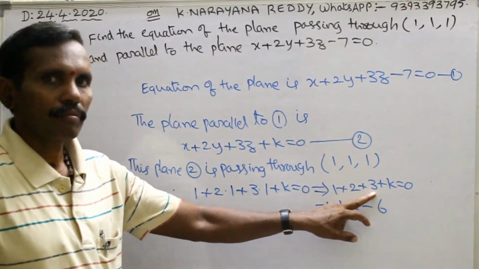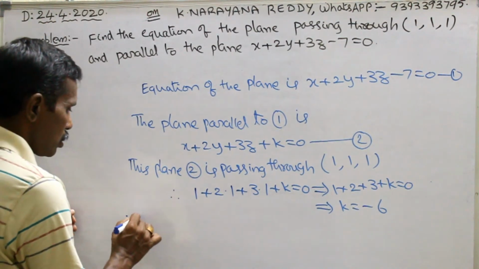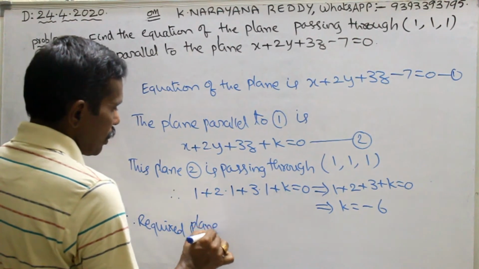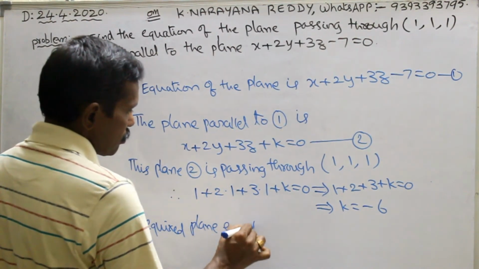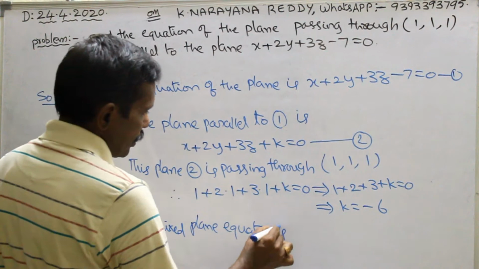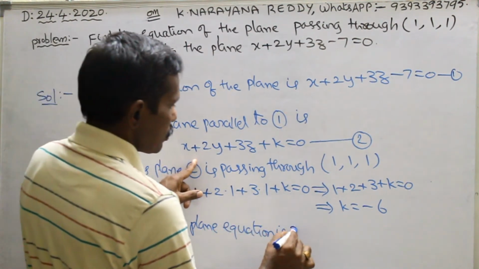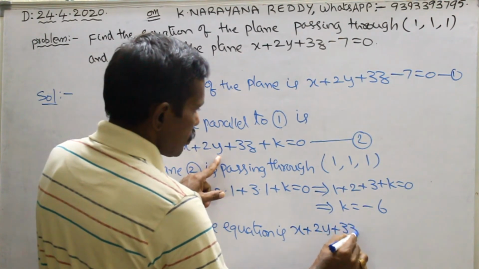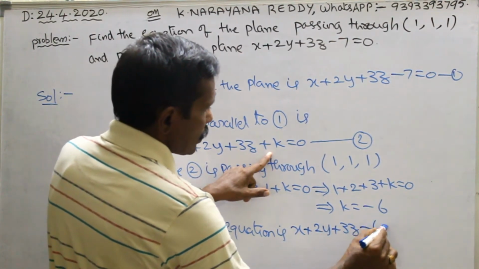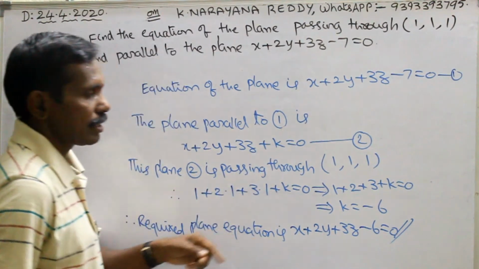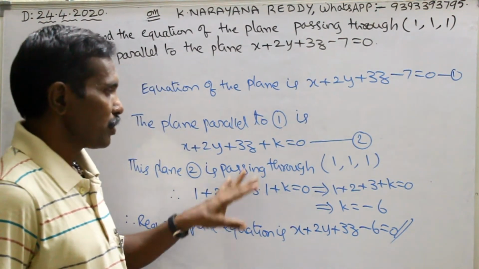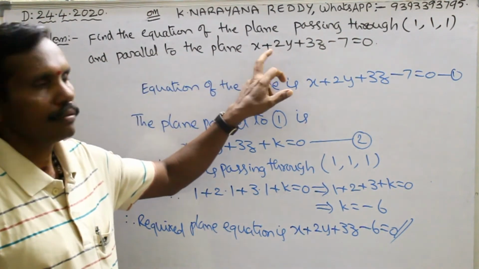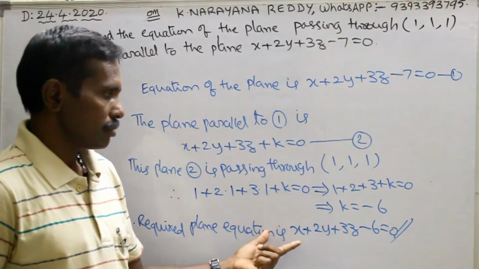Therefore, the required plane equation is x plus 2y plus 3z plus k, that means minus 6, equals 0. This is the required answer. In this way you can find a plane parallel to this plane. Okay, this is the answer.